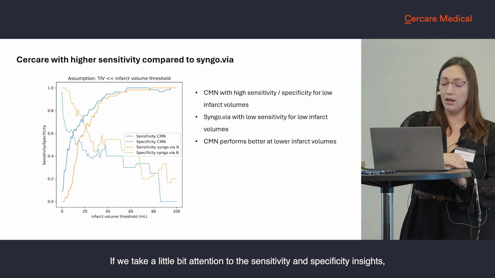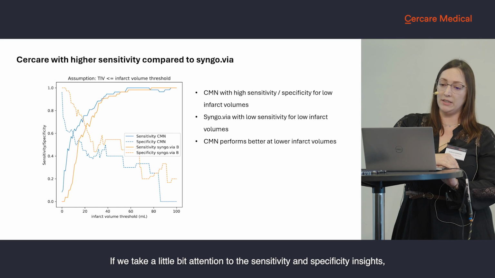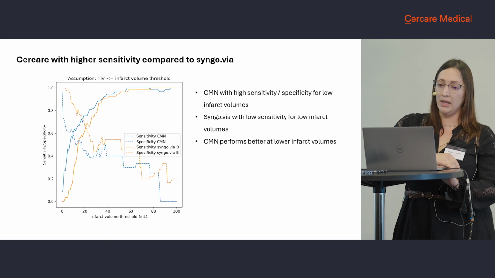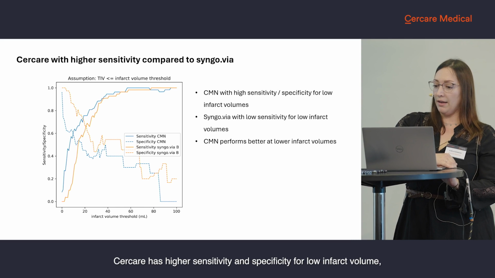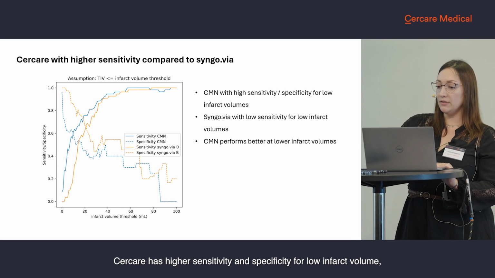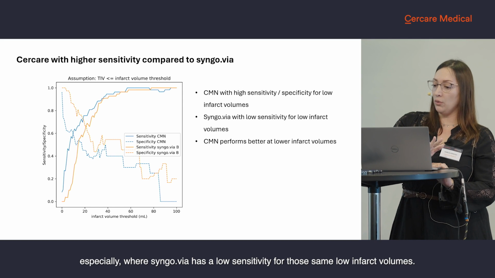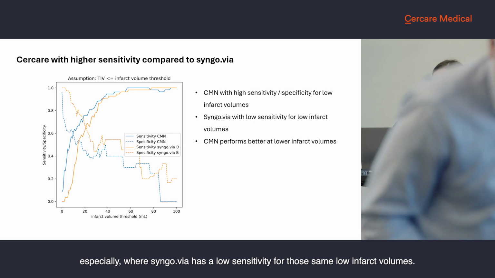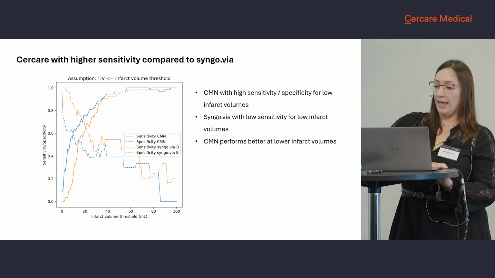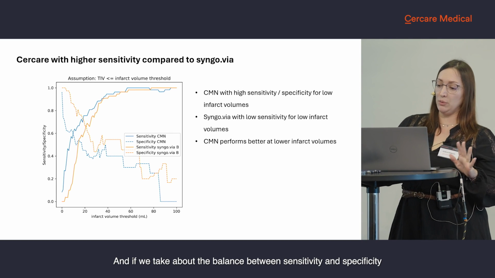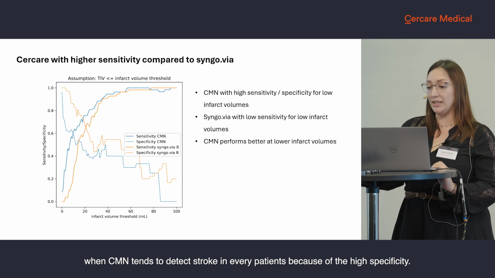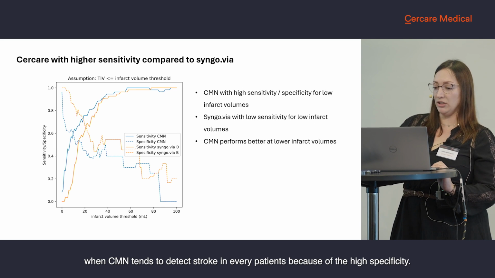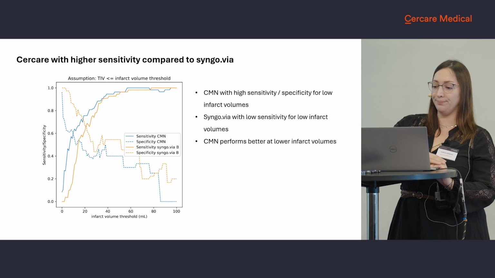If we pay a little attention to the sensitivity and specificity of SINGO via versus Serker, we can see that Serker has higher sensitivity and specificity for low infarct volume, especially, where SINGO via has a low sensitivity for those same low infarct volumes. And the balance between sensitivity and specificity is much better with Serker, while Siemens tends to detect stroke in every patient because of the high specificity.